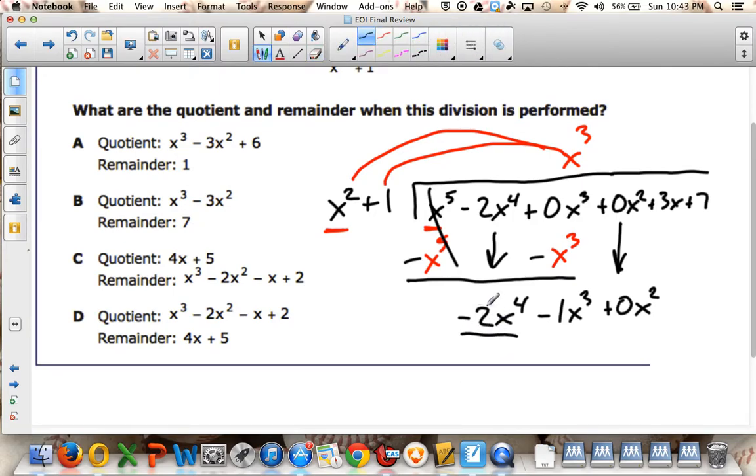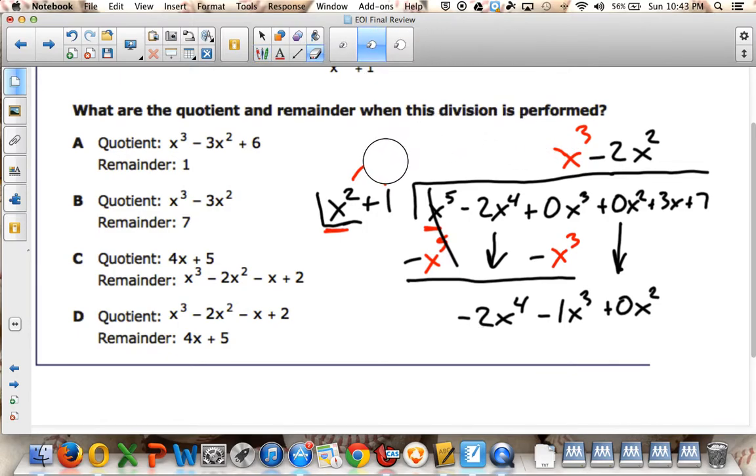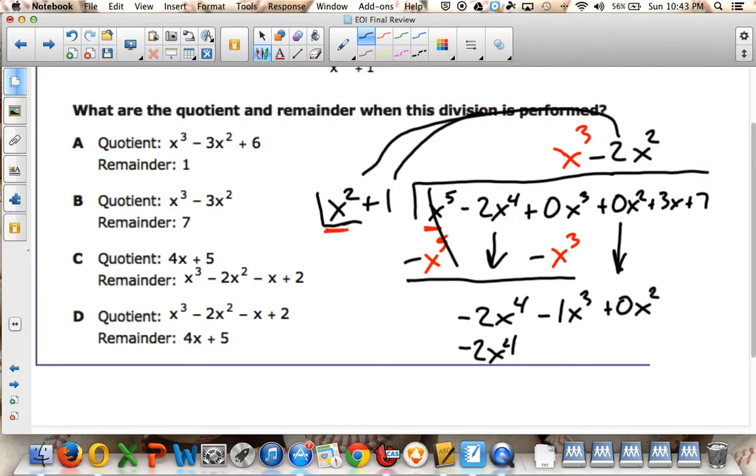So what multiplies to x squared to get negative 2x to the fourth? Obviously the negative 2, and I need 2 more x's. So I multiply just like I did the first time with the x cubed. I multiply my negative 2x squared to x squared, then I multiply it to 1. So I get negative 2x squared. Negative 2x squared times 1 is negative 2x squared.